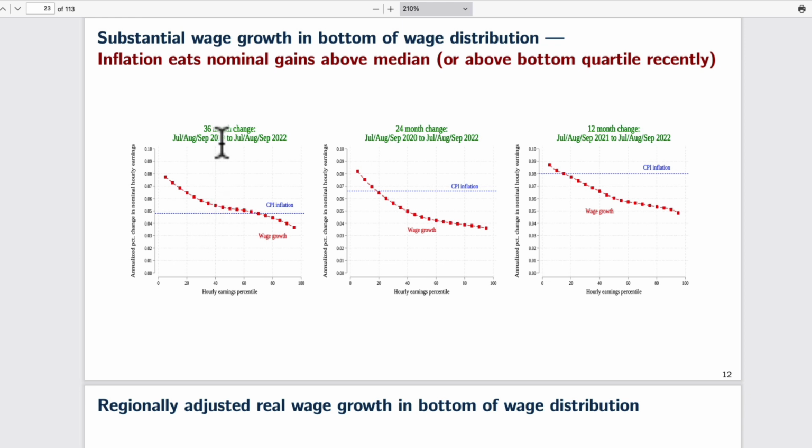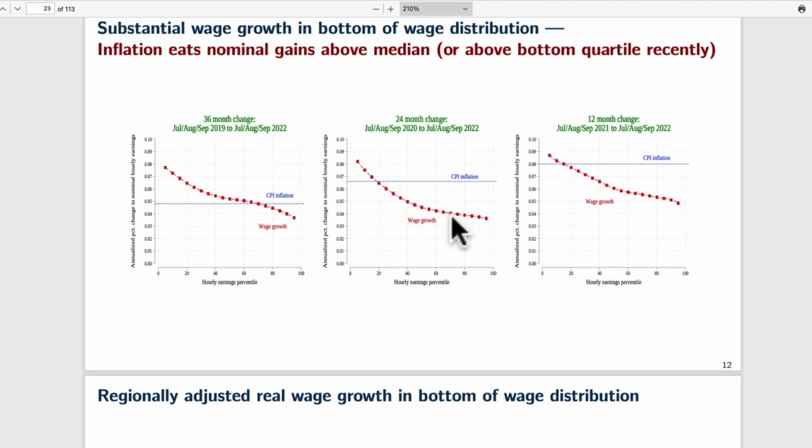So over a 3-year change, even taking the 3-year average CPI into account, it looks like about the bottom 70% of wage earners saw their real incomes increase. Over the last 2 years, it's been the bottom 20% that have had real wage increases. And over the last 12 months, with the massive inflation that we've seen, it looks like about 18%. The bottom 18% of earners have seen real wage increases.